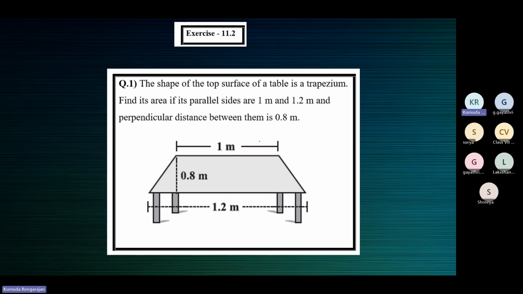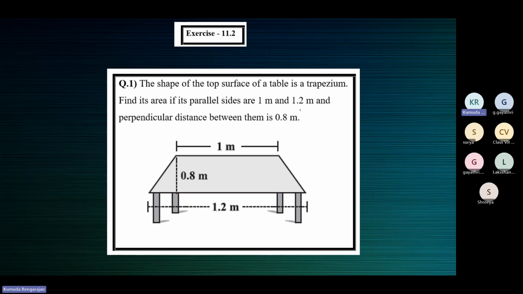So, Shivam, what's the formula to find the area of a trapezium? Who can tell me the formula quickly? Ma'am, it's half into sum of parallel sides into distance between the parallel sides. Very good. Half into sum of the parallel sides into distance between them. That's the formula to find the area of a trapezium.